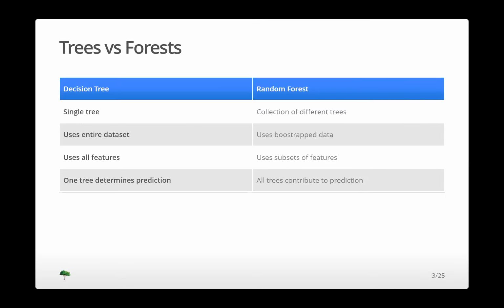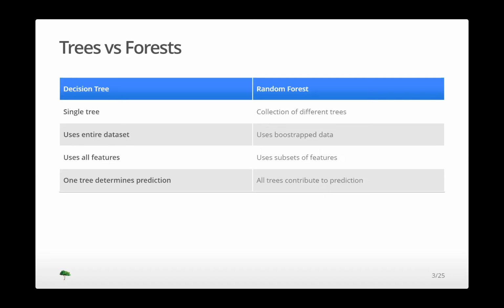All right, so beginning with trees versus forests. So forests, as the name implies, is just a collection of different trees. So as you've seen before, and you probably know, a decision tree is one single tree that uses the entire data set to construct the tree, and it uses all the features available. So all the variables that are available are built into the tree or are considered in the tree.